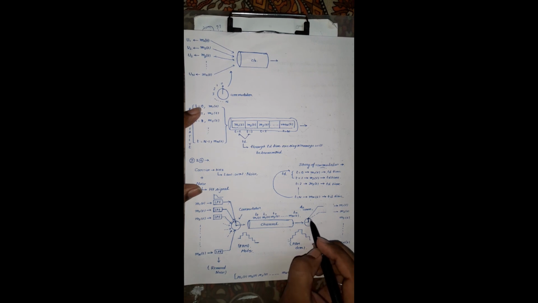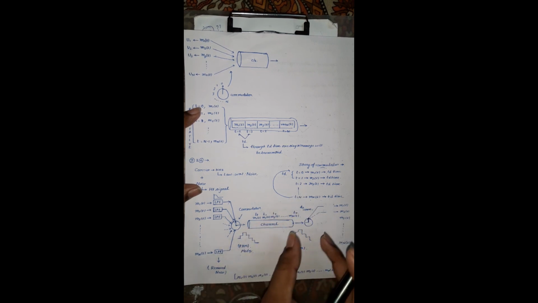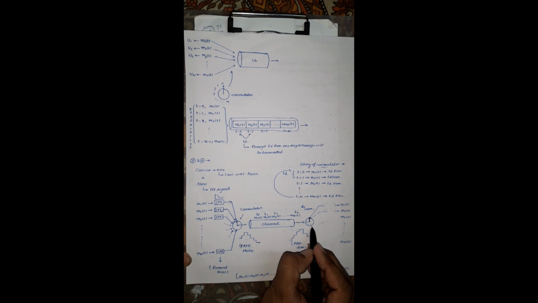At t equal to 2 it sees that only m2 was present, now it pulls back this m2 towards the receiver. In this way, when this cycle is repeating again and again, all the message signals that were sent sequentially through the channel from the transmitter end will be retrieved by the receiver. That is, at t equal to 0 the channel will be sampled, and it will find that m1 is present, so m1 will be output.